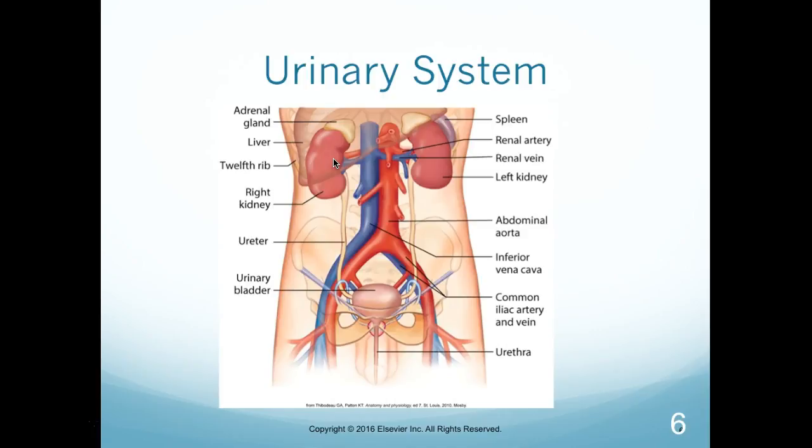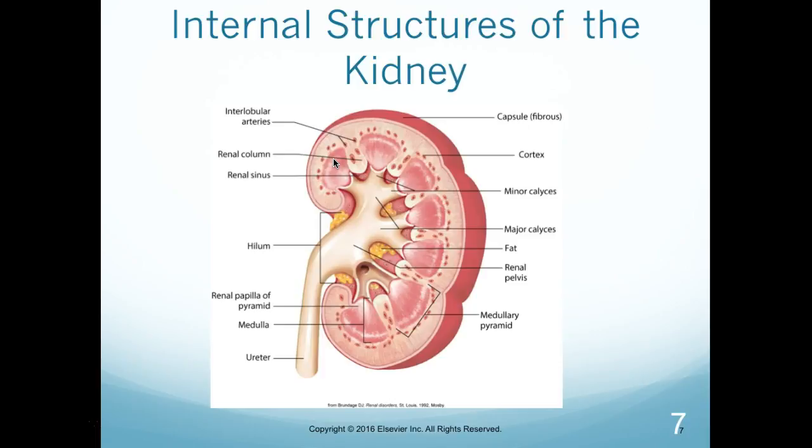This is your review of the anatomy of the urinary system, and we're going to look at the kidney here as a cross-sectional. So we have the capsule, the cortex, the minor calyces, we have major calyces, fat within there, we have the renal pelvis, the medullary pyramid, we have the medulla, the ureter, the renal papilla of the pyramid, we have the hilum coming in here, your renal sinus with your renal column and your interlobular arteries.